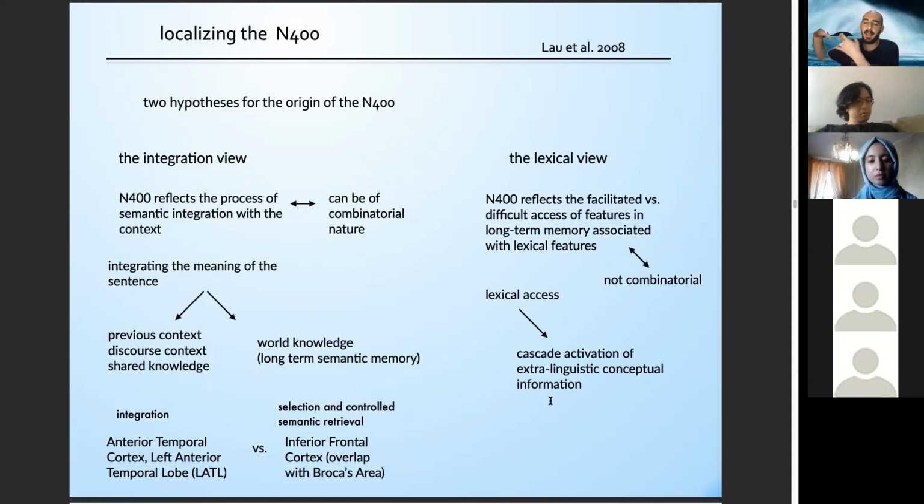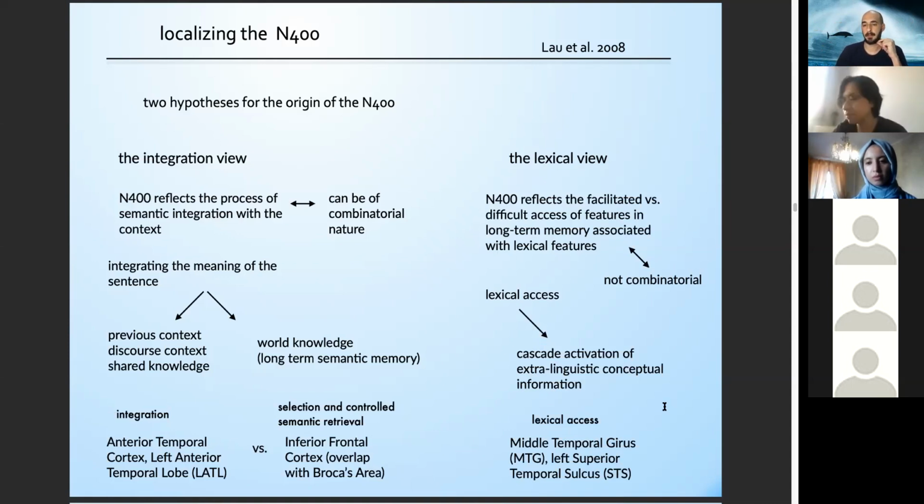So you have a cascade of activation of extralinguistic conceptual information that reflects on the more widely distributed generation of the wave, but the ignition, the trigger, is lexical. And that you probably find in your left middle temporal gyrus and your left superior temporal sulcus, okay? So you see, this is a different area compared to your left anterior temporal lobe because they are more anterior, and your Broca's area, okay?